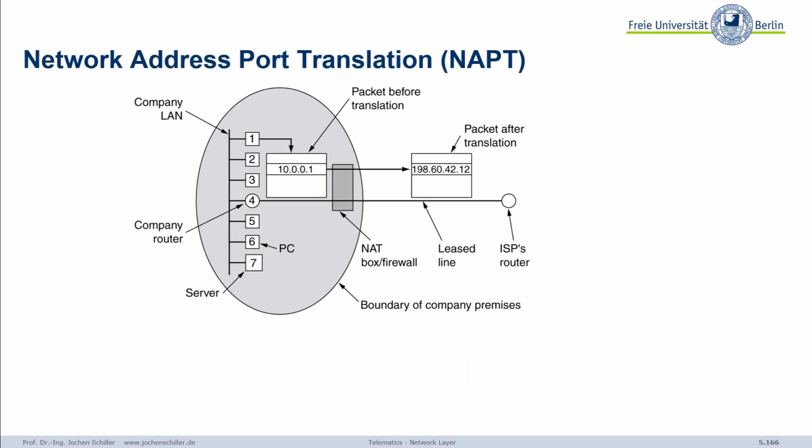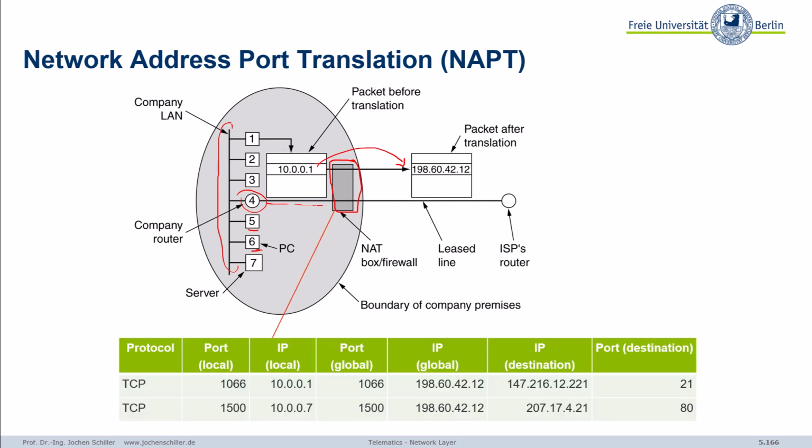So how does it work? Network address and port translation. So we have our company local area network here with all the different machines. And you have your router connecting to the outside world, and the router then may include the NAT, or you have the NAT box in your firewall. And if you have your packet, then you translate the internal IP address into the external one. But now we do a bit more. We not only translate our IP address.